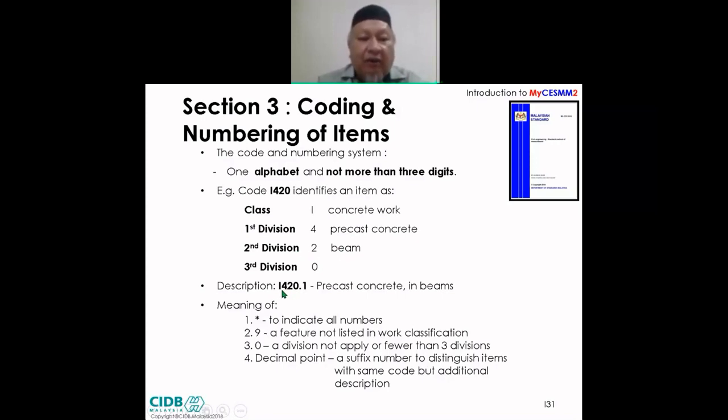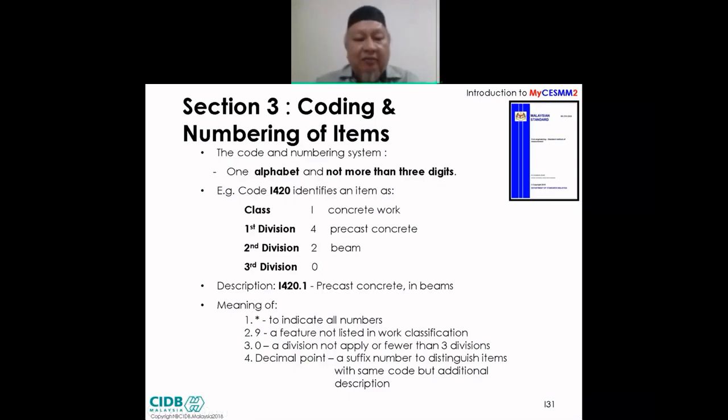So altogether, I 420 means precast concrete in beams. That is all the coding is about, as simple as that. But in addition to that, we also have asterisk, number 9, 0, and decimal point.